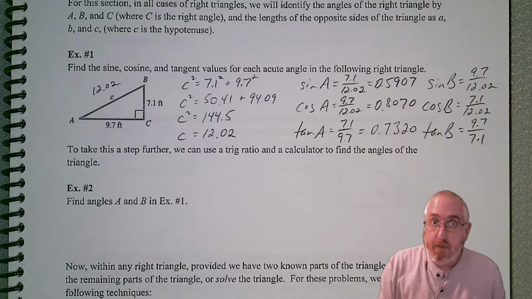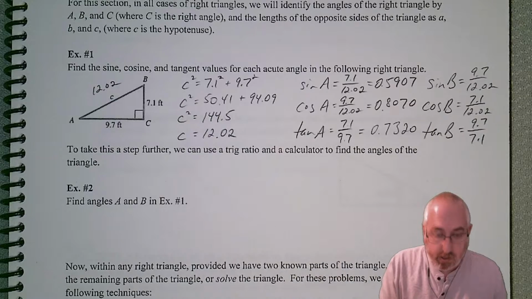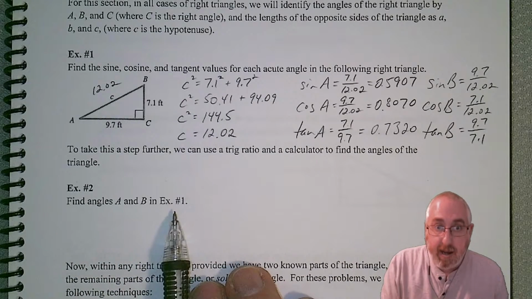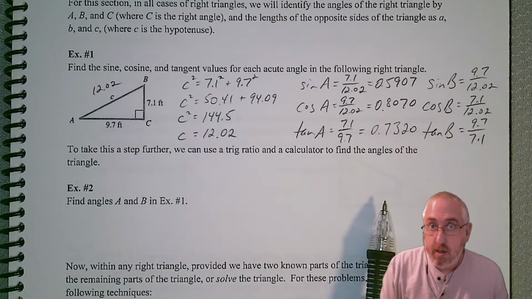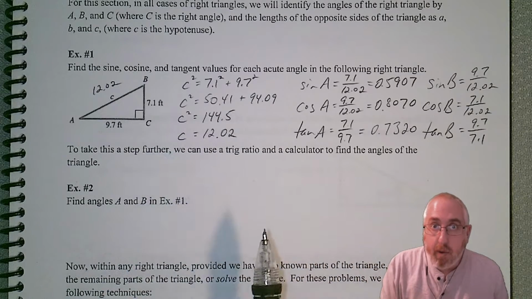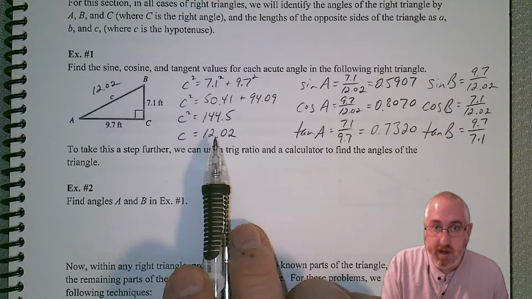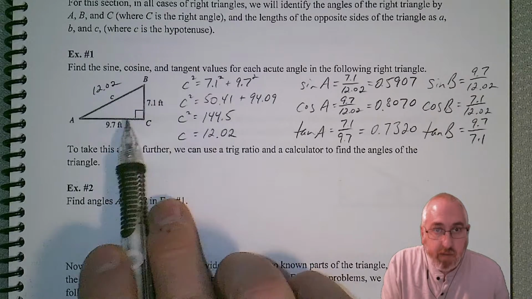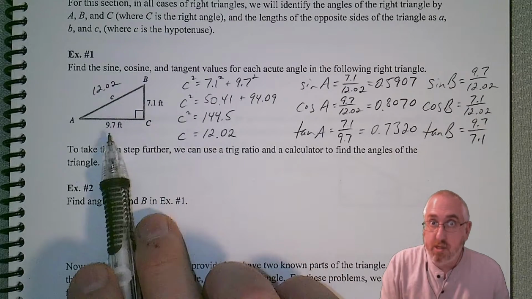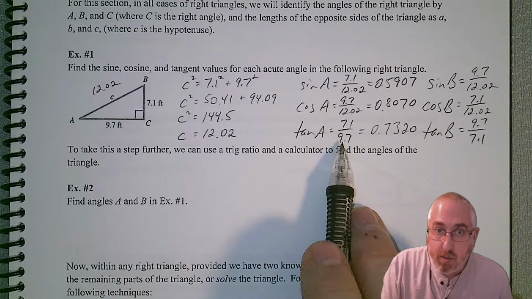Now, if we wanted to go a step further, which we do, we can actually find the angles using our calculator. So find angles A and B in exercise 1. Now, what's nice about this is that we have a lot of choices to get our angles. What I would recommend is not to use any trig values that use this value of c, because we had to round it. Instead, I would try to use a trig function that had these two values, because those are given and solid. So the only one that has that, though, is the tangent.